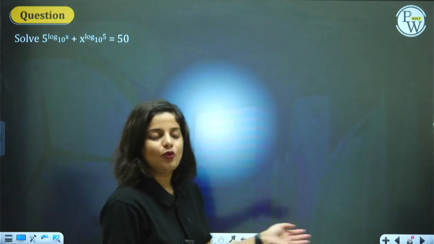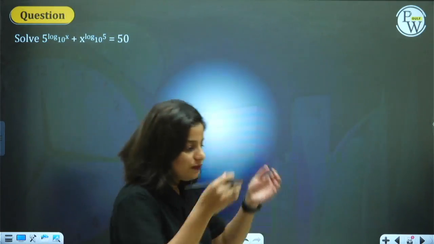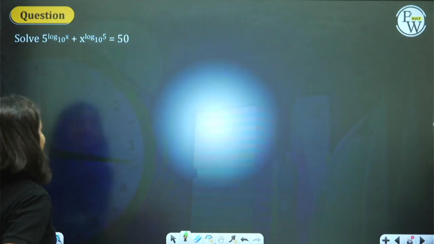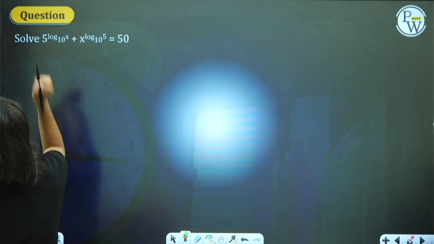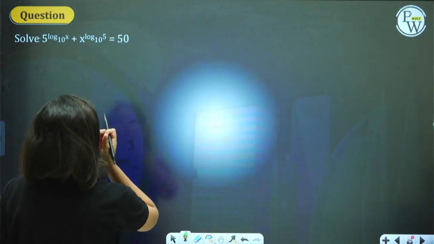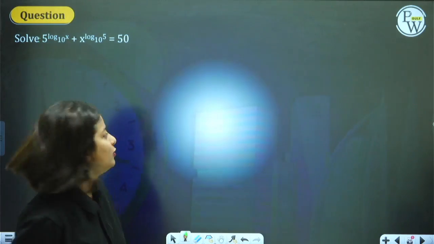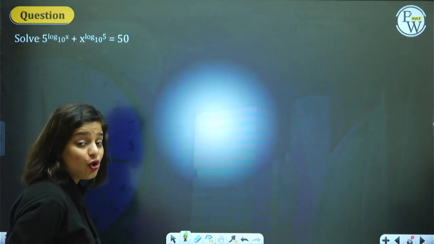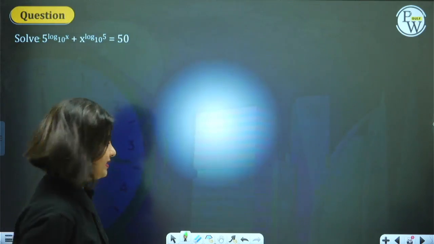Alright, now let's go for the questions of log. I have lots of questions on logarithm and we are going to solve it. Ready, steady, go. Solve this: 5 raised to log x to the base 10 plus x raised to log 5 to the base 10 equal to 50. Solve means find the value of x, always.